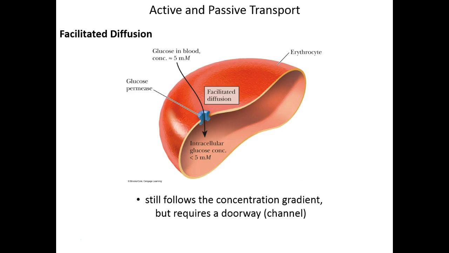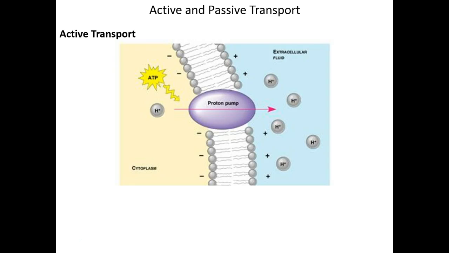An example of this is glucose. Glucose is too large and contains too many partial charges to simply float through the cell membrane on its own. It requires a protein channel to do so, but glucose largely moves with its concentration gradient, and so it doesn't require energy. And then we have active transport.